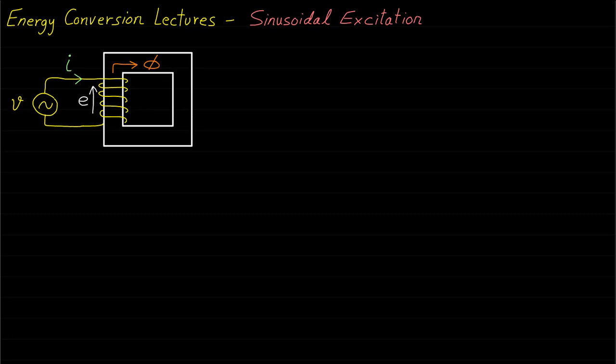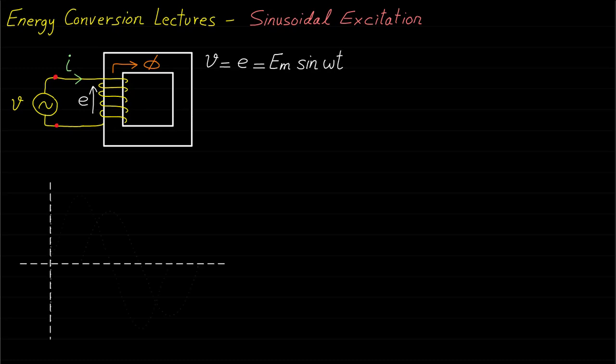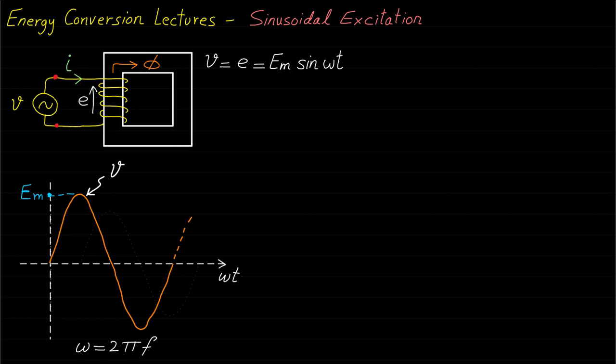Now let's assume that the voltage applied at the terminal is sinusoidal and equal to V equal E equal Em sine omega t, where Em represents the peak or maximum value of the instantaneous voltage V, omega represents the angular velocity, and it is equal to 2 pi f, where f is the operating frequency.